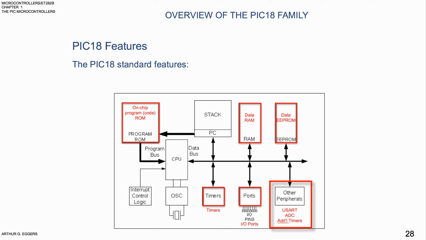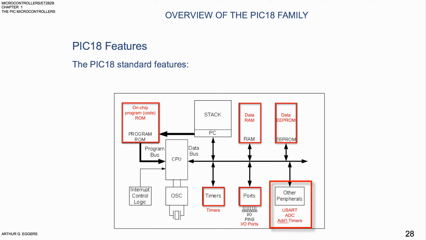You can see from the diagram that although the size of the program ROM and data RAM, EEPROM, and I/O ports vary among the family members, they all have peripherals such as timers, analog and digital converters, and a USART.